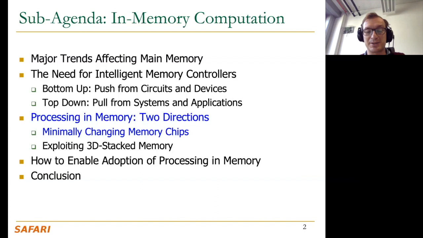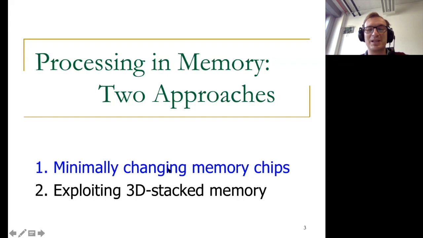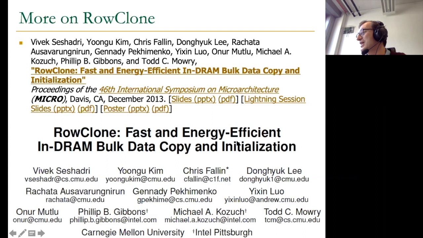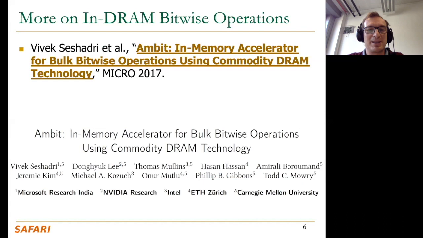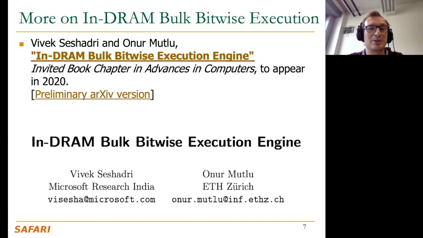Okay, so remember, we were talking about minimally changing memory chips, and these are some of the works that we covered. I would recommend you take a look at them. We're going to assign some of them, of course, but keep reading papers and keep sharing ideas and thoughts that you may have about the papers anytime. This is the other work, and this is what we discussed a lot, the Ambit work. And this is actually a newer work that you may want to look at that's easier to read, in terms of the background it provides on DRAM.